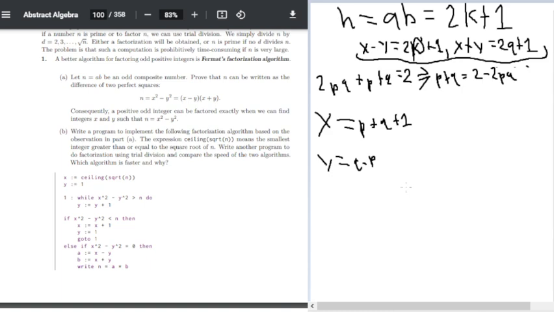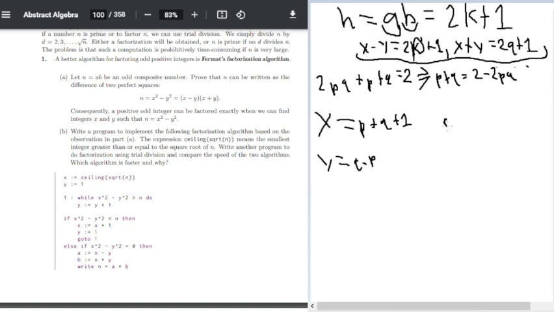All right, wait, let me think. Let's go back to what this is. If we have an odd composite number, that means that each of these must... I'm so dumb.